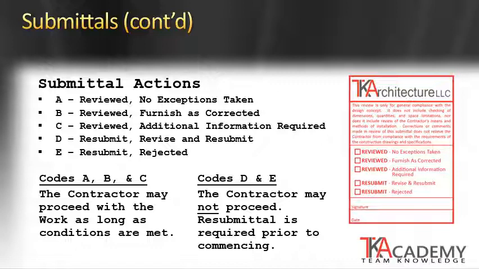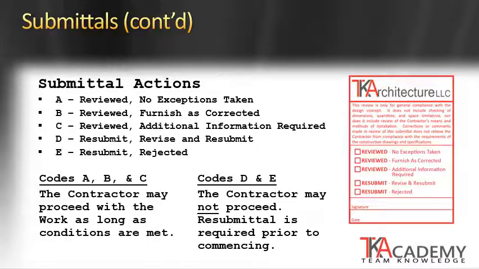A is reviewed, no exceptions taken, essentially that there are no comments, no revisions. The contractor may proceed with the item as submitted. B is reviewed, furnished as corrected. The designer of record will make some small corrections, modifications, some clarifications, but generally the submittal is good to proceed as long as those certain items are being addressed.